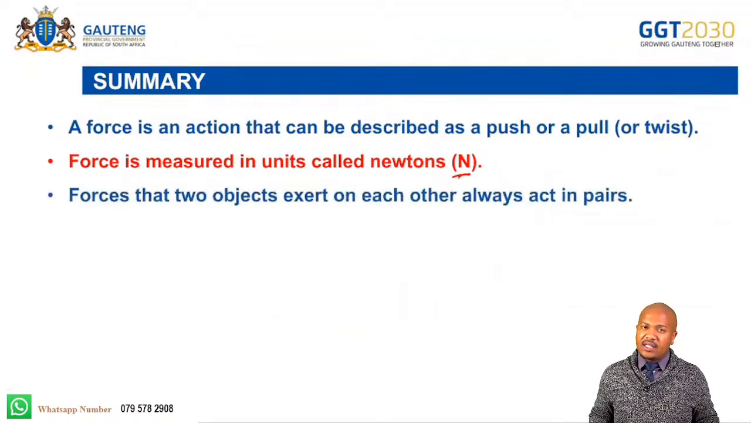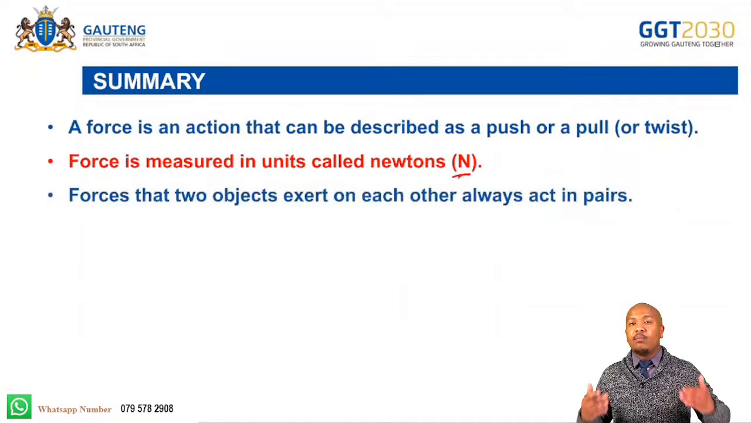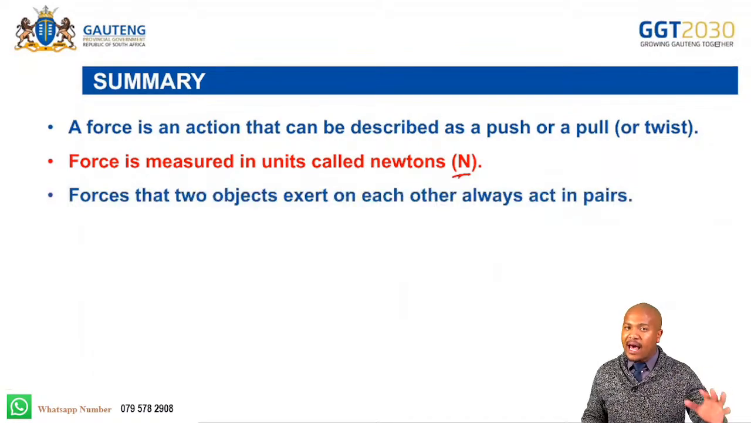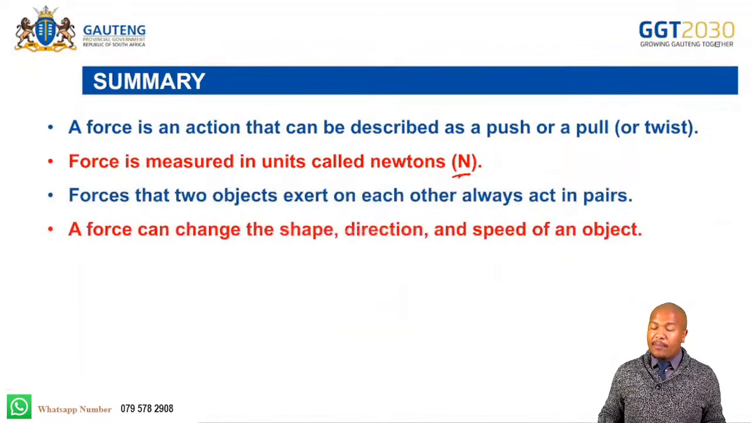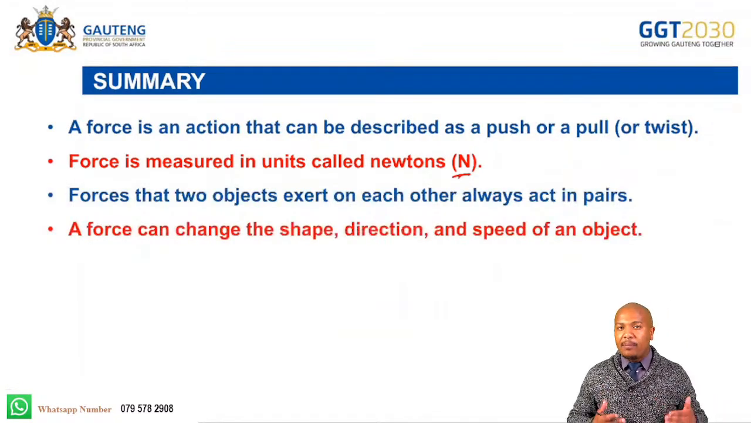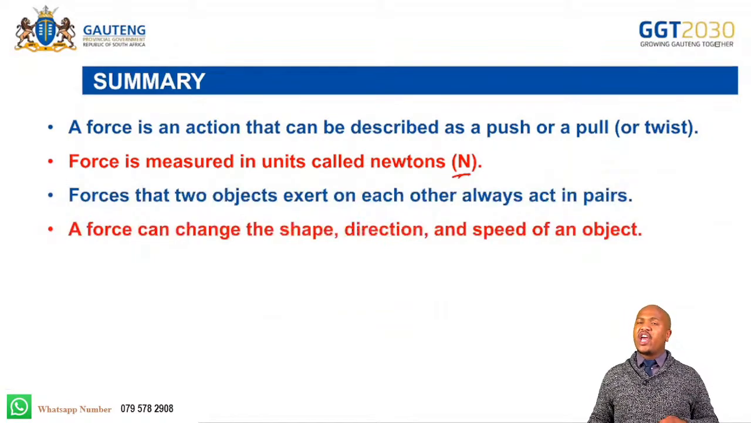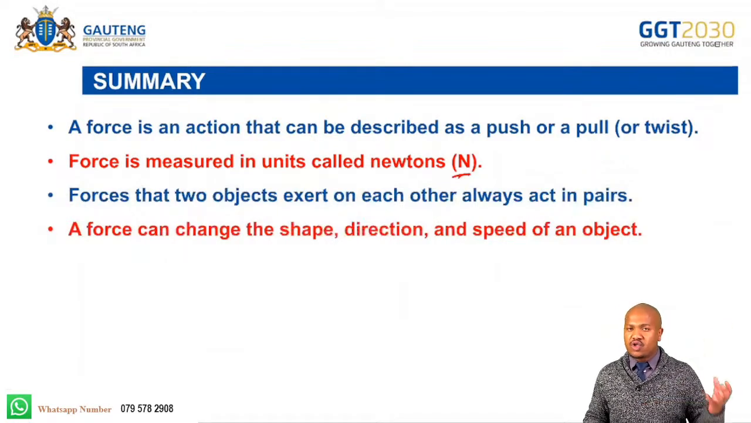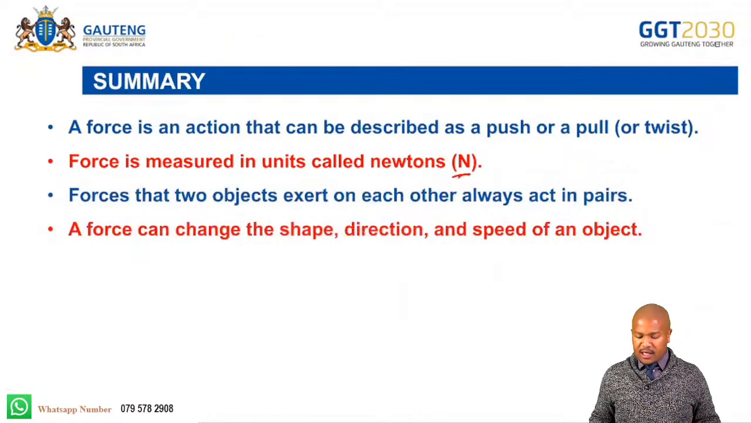Also, we talked about that forces that two objects exert on each other always act in pairs, right? For every action applied, there's going to be a reaction. And also, we talked about that there are effects when applying force, right? A force can change the shape, direction, and the speed of an object, right? Also, it can cause an object to stop moving. It can move a stationary object, right? It can change its shape, direction, and speed as well, as we have mentioned.